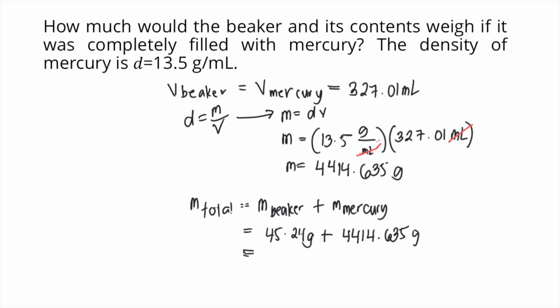So if you plug that into your calculator, 4414.635 plus 45.24. So the total mass is 4459.875, and the unit of course is grams. And this is the answer to the question.